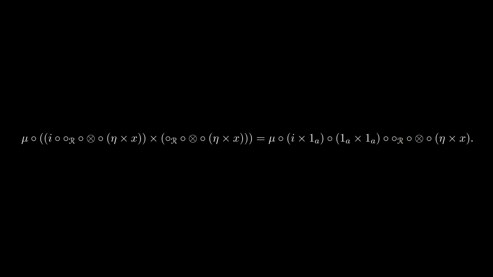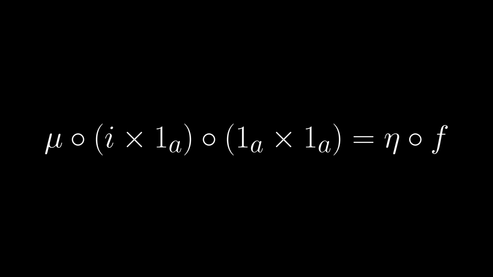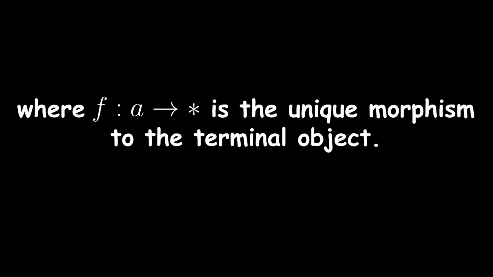Okay, note that mu comp I comp r comp tensor comp eta cross x cross comp r comp tensor comp eta cross x equals mu comp I cross 1a comp 1a cross 1a comp r comp tensor comp eta cross x, where 1a cross 1a is the diagonal morphism, and again, there's still diagonal morphisms on the end. You have to keep that in mind. By commutativity of one of the above diagrams, mu comp I cross 1a comp 1a cross 1a equals eta comp f, where f from eta star is the unique morphism to the terminal object.